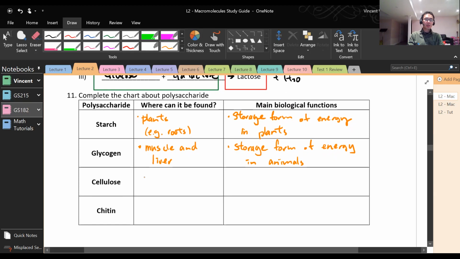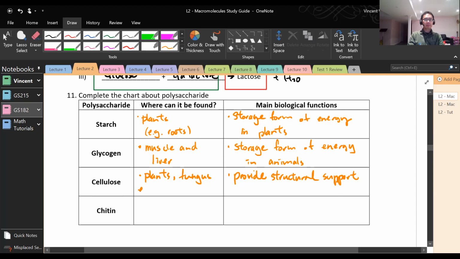Cellulose. Cellulose is found in plants. It can also be found in things like fungus. It's not just plants, and they are there to provide structural support.